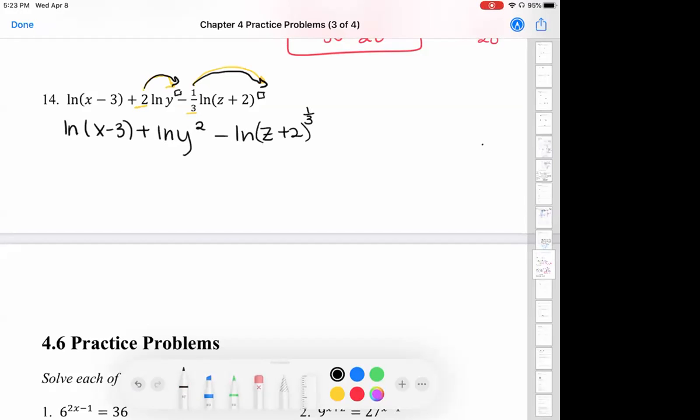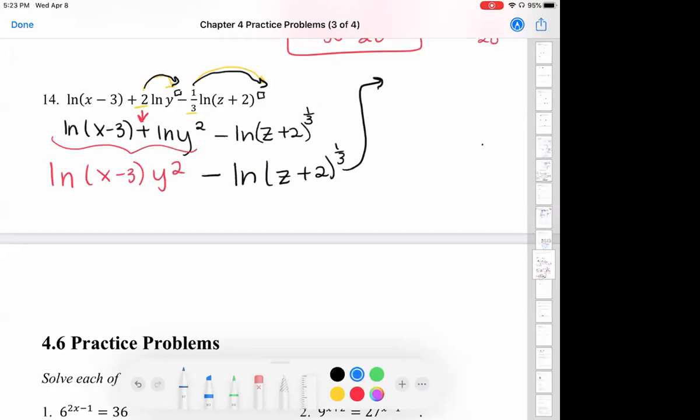Okay, starting with subtraction is probably the best way. So let's start right here with our subtraction. Or it doesn't matter, you can start with your quotient rule. Let's just start from left to right. So let's go ahead and work with those two. There's no right or wrong way of starting. So if we do that, because we have that addition, I know I can write them with one ln and multiply them so that I have x minus 3 times y squared. And then we bring down what we have, minus ln of z plus 2 to the 1/3 power.